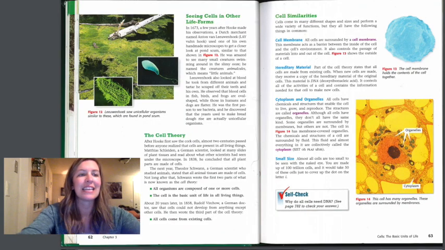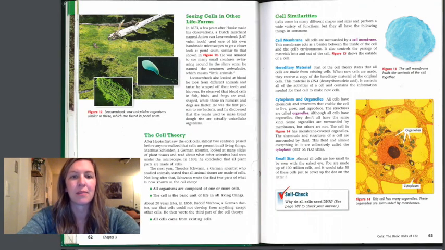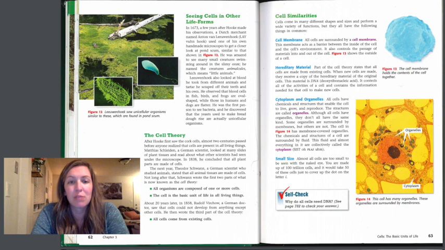62. Talks about seeing cells in other life forms. In 1673, a few years after Hooke made his observations, a Dutch merchant named Anton van Leeuwenhoek used one of his own handmade microscopes to get a closer look at pond scum, similar to that shown in Figure 12. He was amazed to see many small creatures swimming around in the slimy ooze. He named the creatures animalcules, which means little animals.